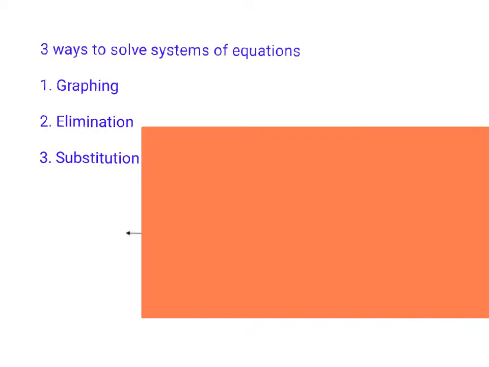Alright, so when you're solving systems of equations, there's three different ways that you can use to solve them. The first way is graphing, the second way is elimination, and the third way is substitution. First, we're going to look at graphing, which just means you graph both of the lines.